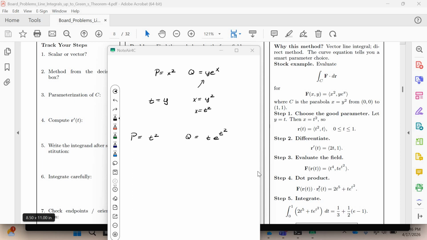So you have to also find your endpoints. So this has to be bound. This is the easiest way to parametrize a curve. It does take a little work. You can avoid all of this if it's conservative.